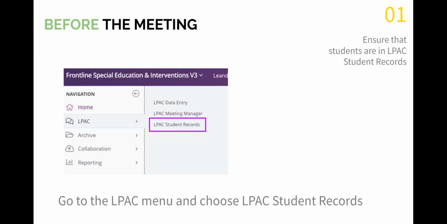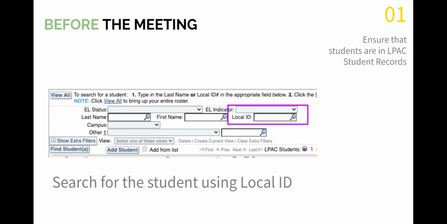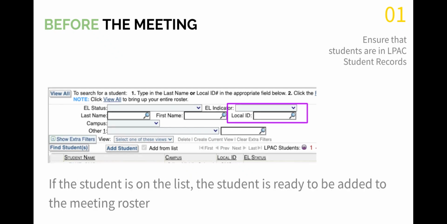So before the meeting, we want to go to the LPAC menu and choose LPAC student records, which is again the Frontline student database. We want to ensure that students are in this LPAC student records. So we search for the student using local ID. You could also use any of the various filters that are available. If the student is on the list, the student's ready to be added to the meeting roster.